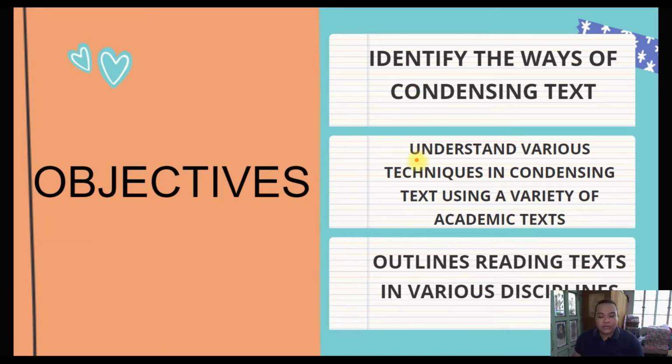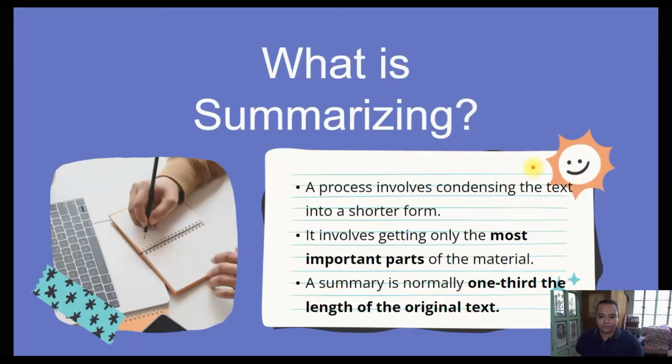Next is understand the various techniques in condensing text and using a variety of academic texts. So there are various techniques and steps in condensing these texts. So we will see how those are done. And last, of course, we're going to outline reading text in various disciplines. Okay, so those are our objectives. Let's try to reach them as the lesson goes on.